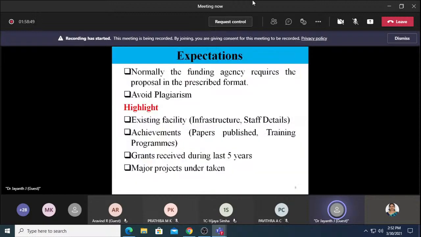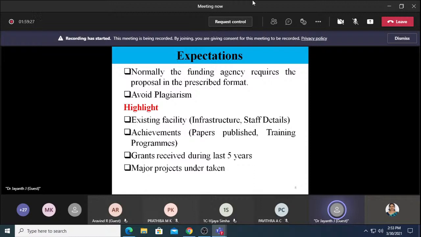Next, what are the expectations from funding agencies? Normally, first, funding agencies require proposals in their prescribed format. So when you submit a proposal, they check whether it is in the prescribed format. Second, they check whether there is a certificate from the investigator and co-investigator. Third, they check whether there is an endorsement from the institution or the company. Fourth, they have recently introduced a plagiarism policy, so try to avoid plagiarism.